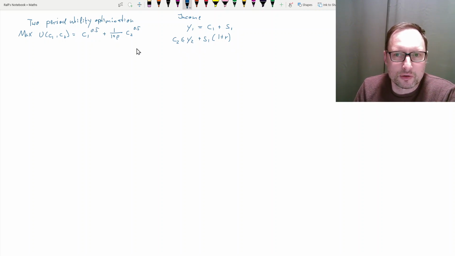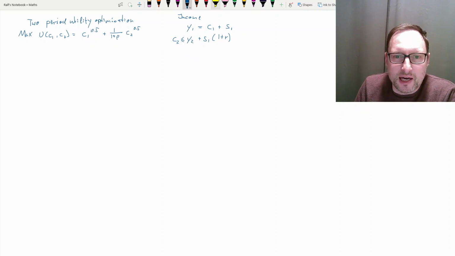Perhaps I can already foreshadow that it turns out it will be equal to y2 plus S1 times 1 plus r. If you look at your utility function, you can see that we will not get an unconstrained optimum, because you will want to increase C1 and C2 as much as you can. So there won't be an unconstrained optimum. That means we will be landing on the constraint. So this is our constraint.